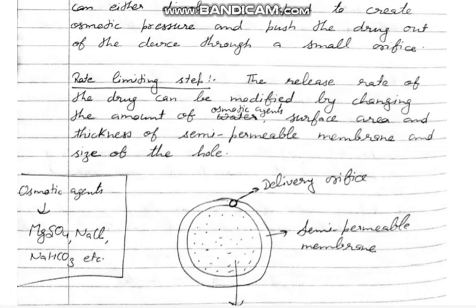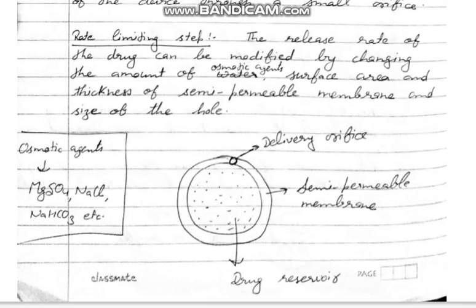If the osmotic agents are present in less number, then low osmotic pressure will be produced and less amount of drug will be released. Which type of agent will act as osmotic agent? For example, magnesium sulfate, sodium chloride, and sodium bicarbonate. In the diagram we can see the internal part acts as the drug reservoir, and this is coated by a semi-permeable membrane, and here is a hole which acts as the orifice.